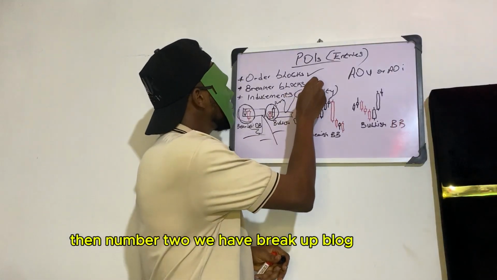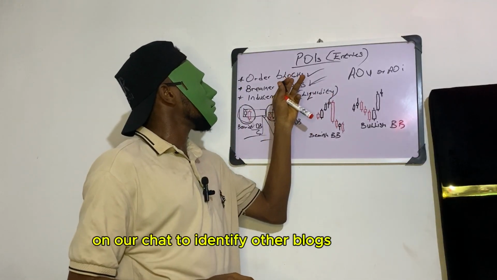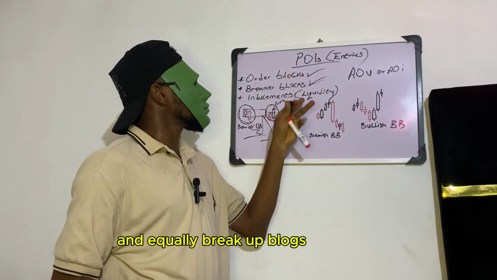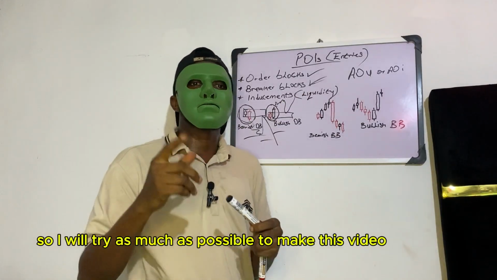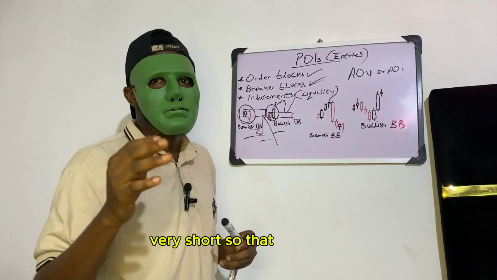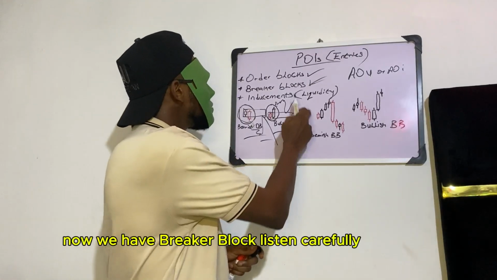Then number two, we have the breaker block. Don't forget, we will still be going on our chart to identify order blocks, breaker blocks, and equally inducement, if time permits. I will try as much as possible to make this video very short so that you won't have to waste a lot of time. Now we have the breaker block.